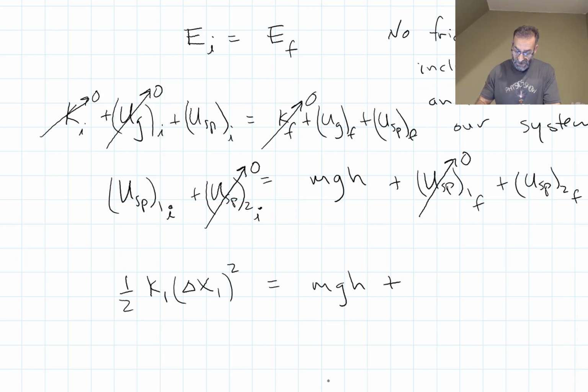And at the end, spring 2 is compressed, and it's going to have energy stored in it. 1/2 k2 x2 squared, the spring constant for spring 2, and the amount that spring 2 is compressed. Now, all of these things are knowns except for the amount that spring 2 is compressed. Plug in everything we know, solve for delta x2.